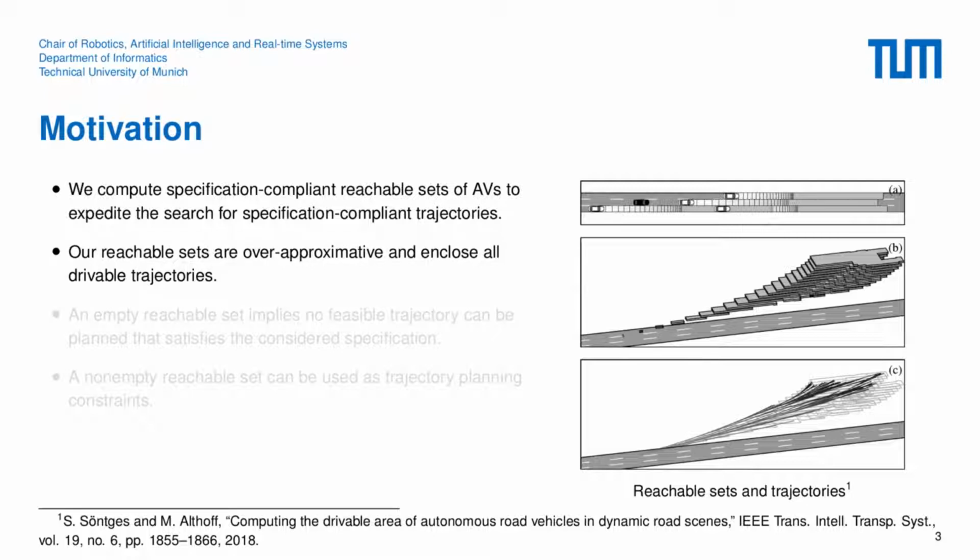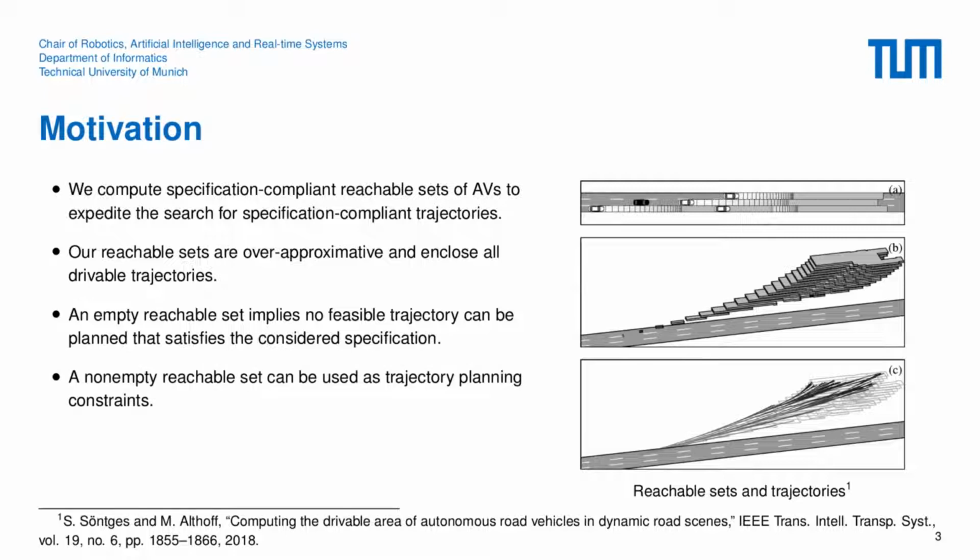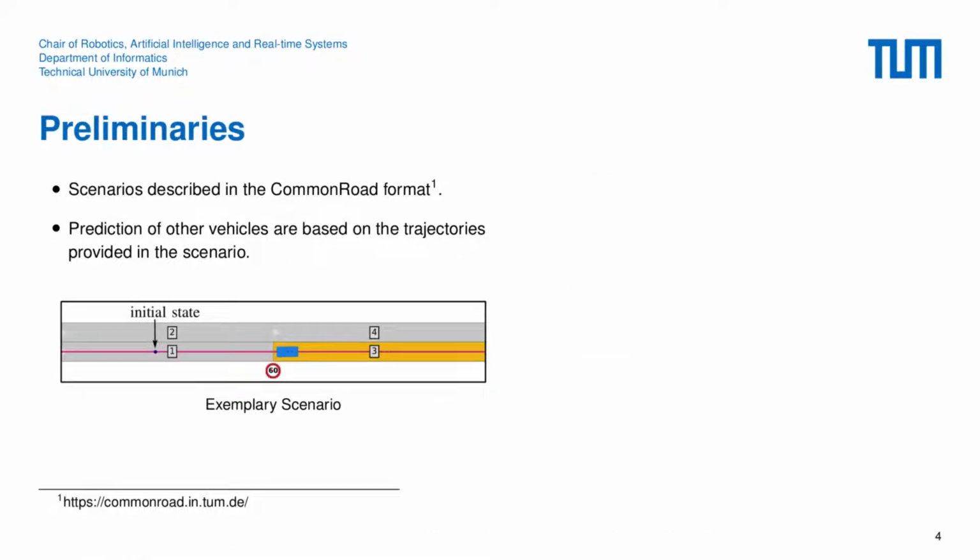Notably, our reachable sets are over-approximative and enclose all drivable trajectories. With that in mind, an empty reachable set implies that no feasible trajectory can be planned that satisfies the considered specification. On the other hand, a non-empty reachable set can be used as trajectory planning constraints on position, velocity, and time. We now proceed with the preliminaries of the work.